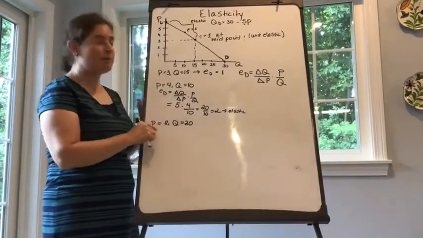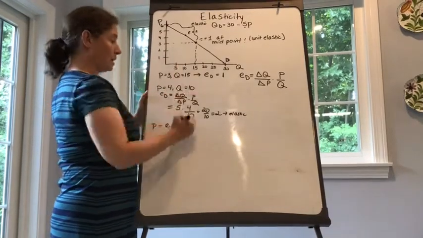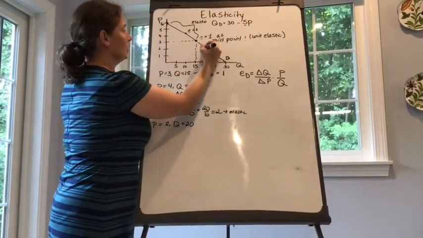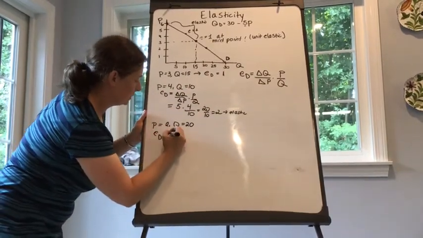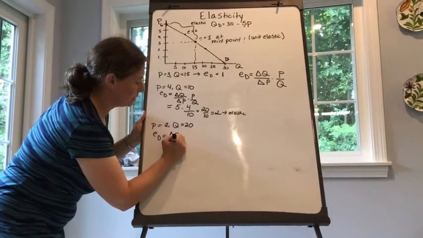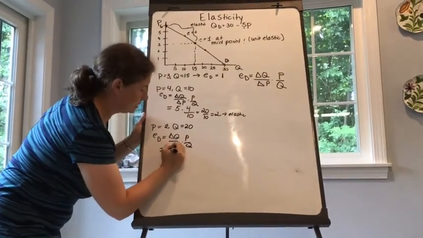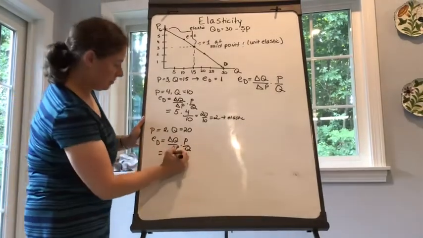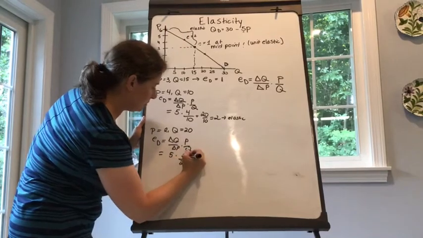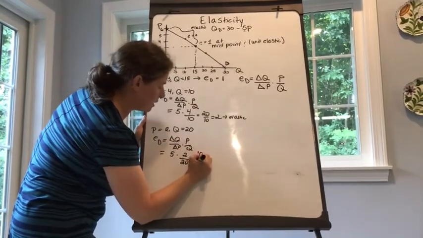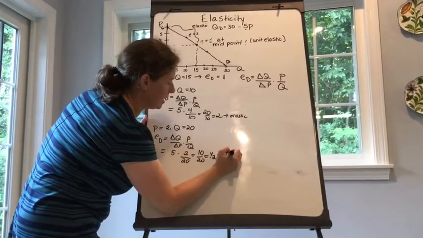Let's confirm that by calculating the elasticity at the point where price is 2 and quantity is 20, or right here. So we'll follow the same formula. Delta Q over delta P times P over Q. Again, delta Q over delta P is going to be 5. My value of price is 2. My value of quantity is 20. That gives me a value of 10 over 20, 1/2 or 0.5.